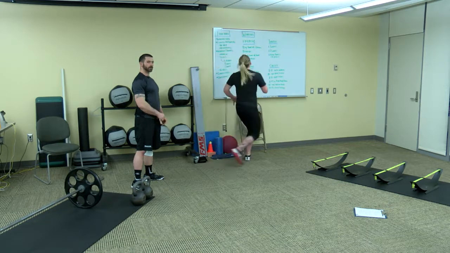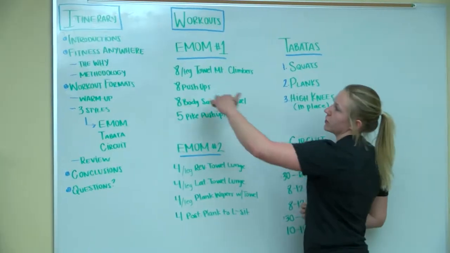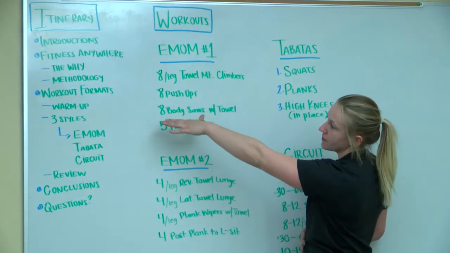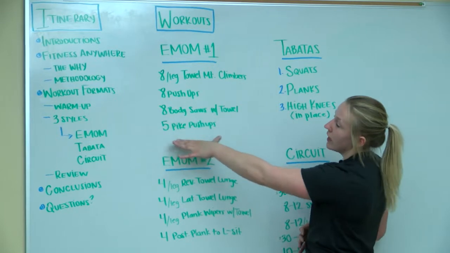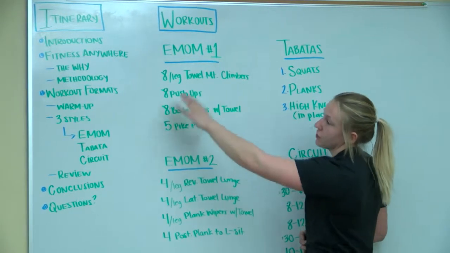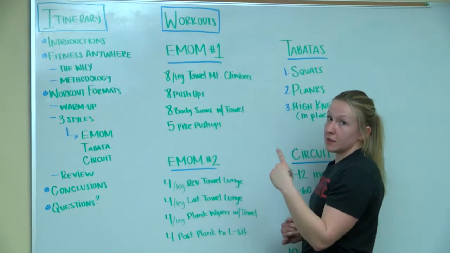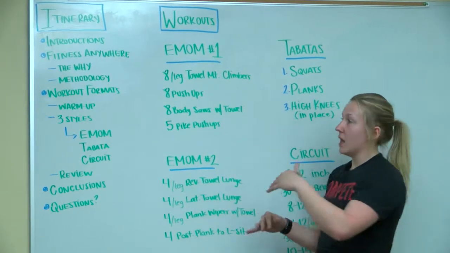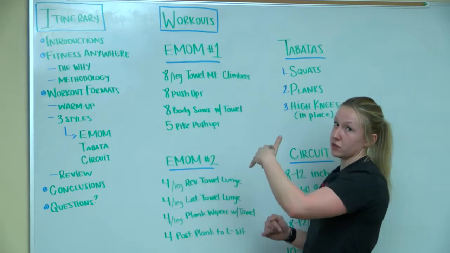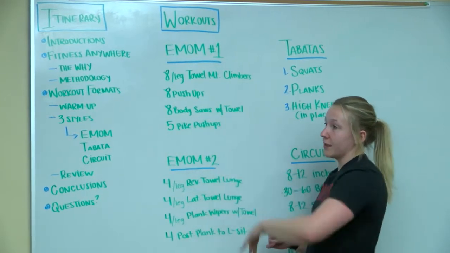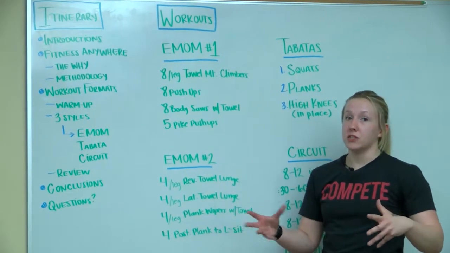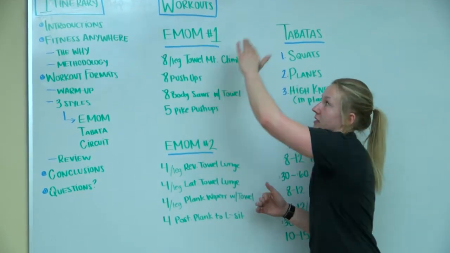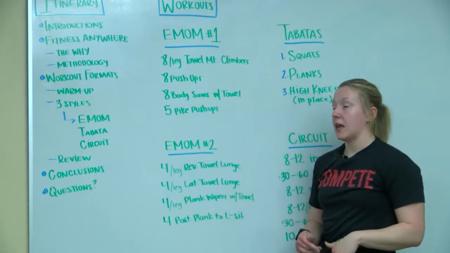Okay, cool. So EMOM number 1 is we're doing each leg of towel mountain climbers. Then you're going to do 8 push-ups, 8 body saws with a towel, and then 5 pike push-ups. You're doing all of this within the first minute, and if you do that within maybe 30 seconds, then you get that 30 seconds rest. So it just depends on how fast you go through these movements, and then how much rest you get at the end. And then once you rest for the entire minute, then you start at the top of the next minute and go through it again.